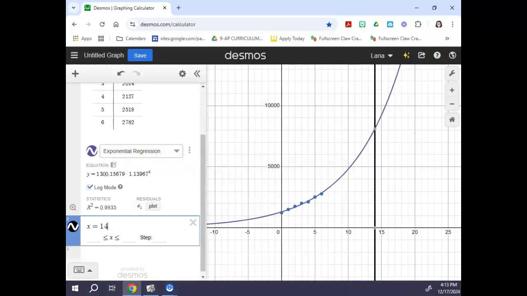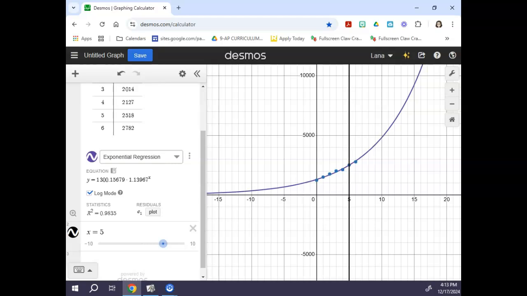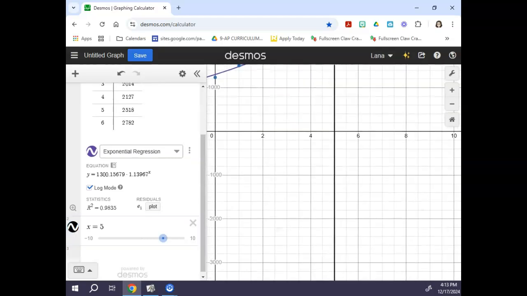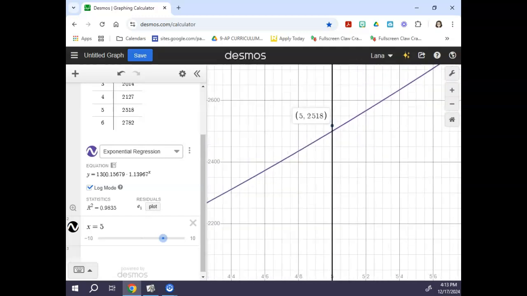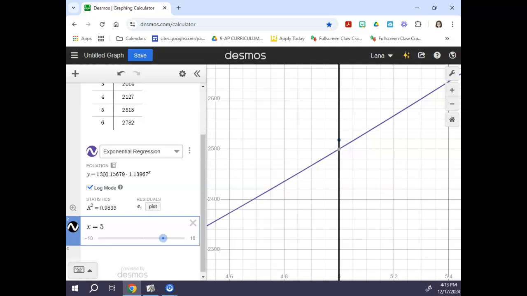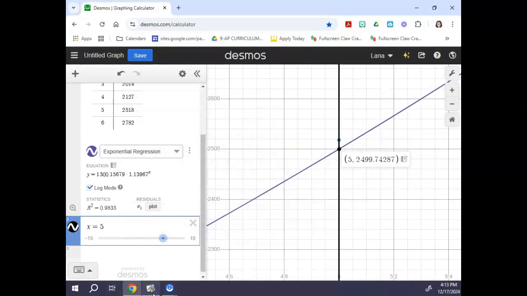So over here, I'm just going to change this 14 to 5 because I don't need it all in there. And I definitely want to zoom in. Otherwise, I don't know exactly what I'm getting there. Sorry, my paper keeps touching it. So I want to zoom in right there. See, that's the actual. There's my predicted. There we go. 2499 point. Okay, so I've got minus 2499.74287. And you're going to use all of those numbers to actually subtract.